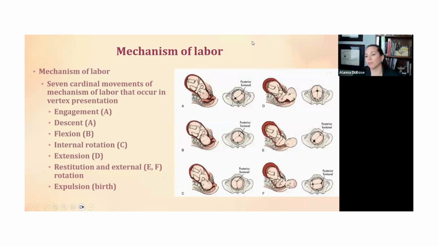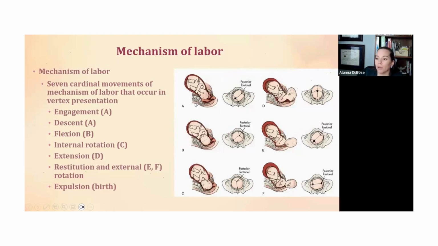We're moving along. So the mechanism of labor here: there are 7 cardinal movements. Some of these can happen in any order. It doesn't have to be A and then B and then C and then D. Some of them can happen simultaneously or in a different order.